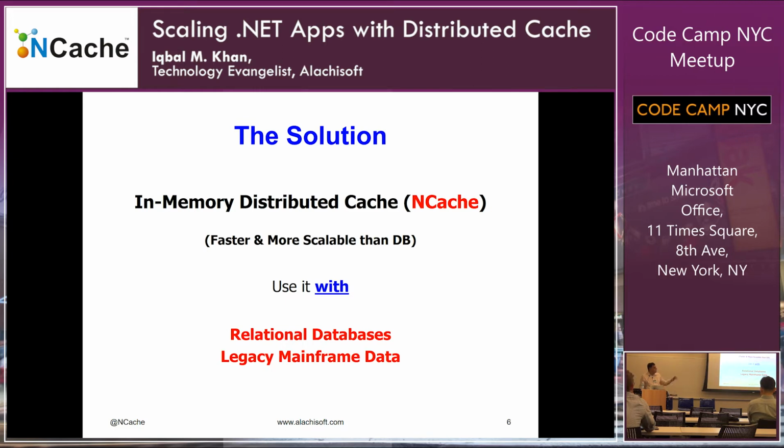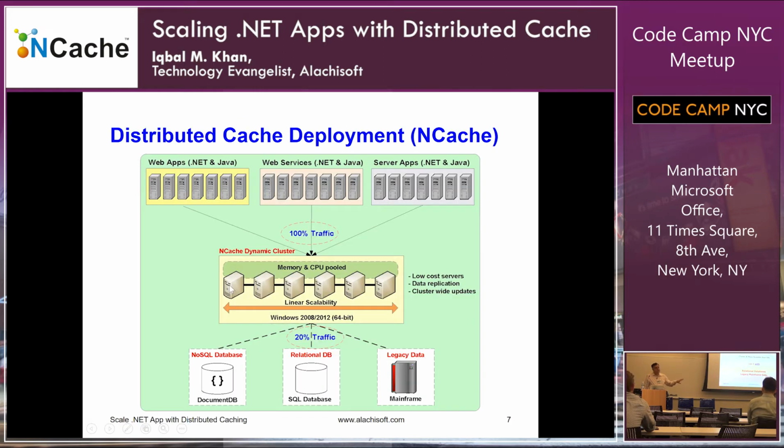The solution is to use an in-memory distributed cache. NCache is an open source distributed cache. You have Redis. You used to have AppFabric. It's going away next year. So you can put a distributed cache in between the application and your database.